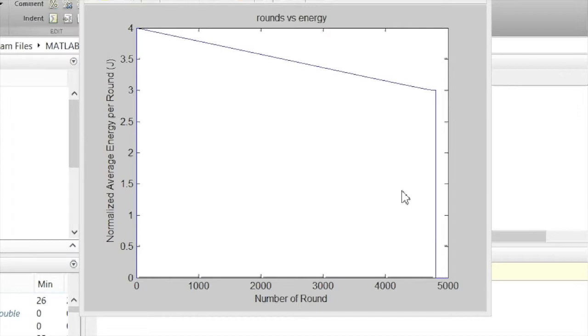So this is the graph that is generated for normalized average energy versus the number of rounds. Again, the number of rounds is 5000, and the normalized average energy is the energy consumed by all the nodes that have been used in the single chain formation. So it shows that initially 4 joules of energy has been consumed, and on simulating the entire program for 5000 rounds, it keeps decreasing, and at 5000 rounds it nearly becomes 0.